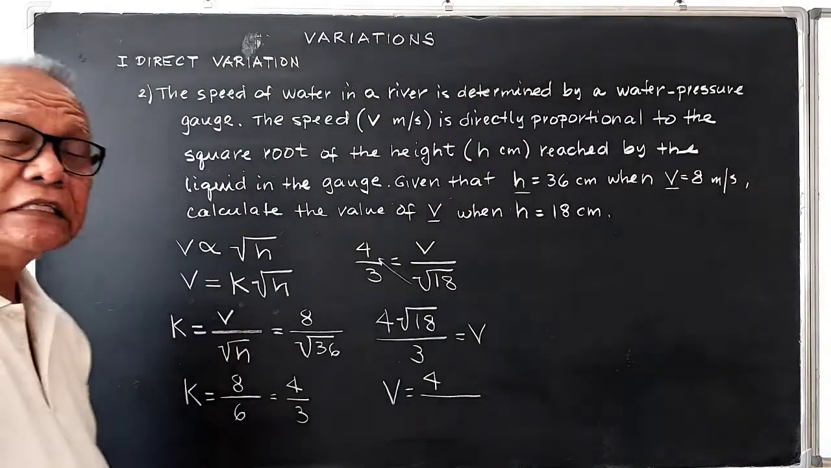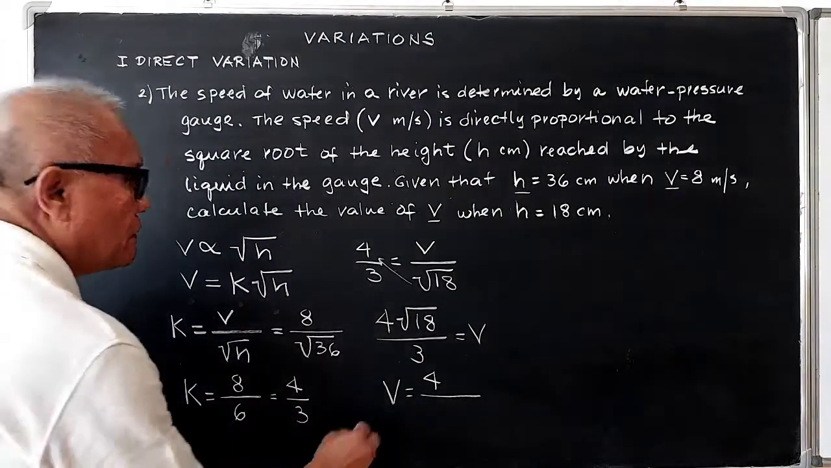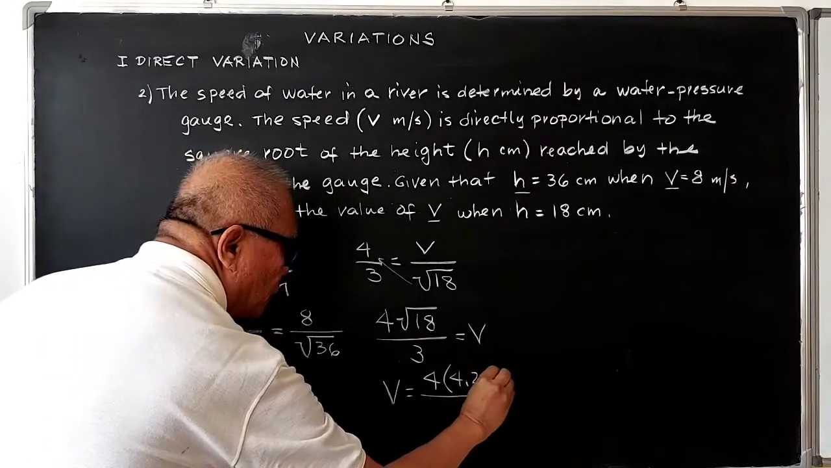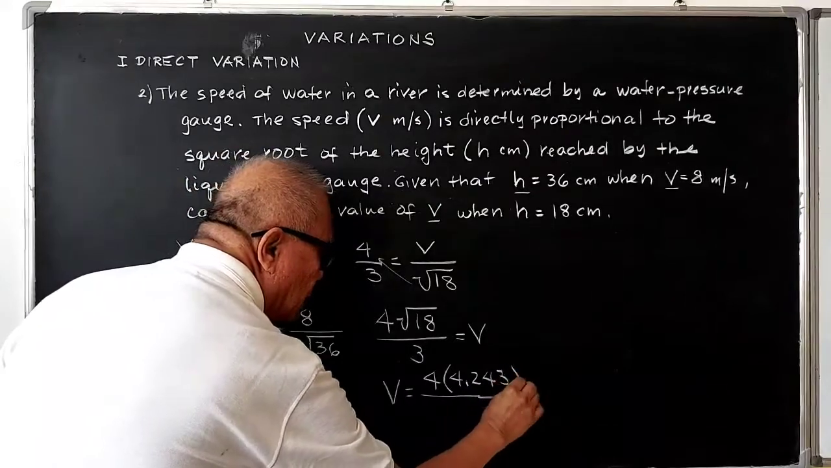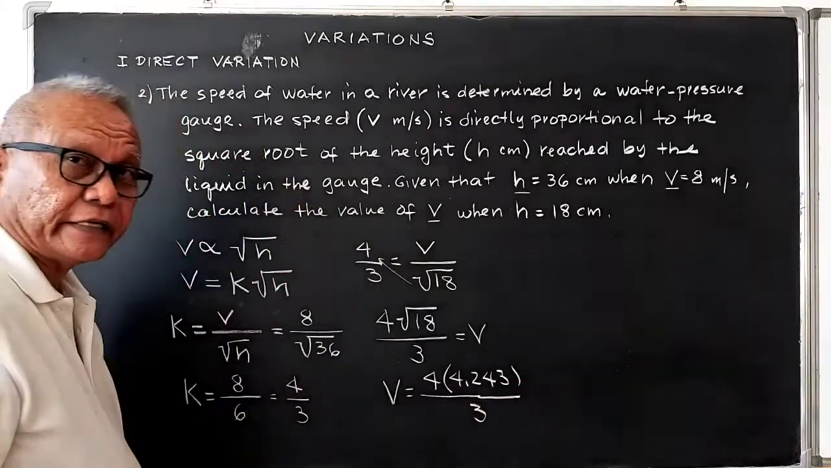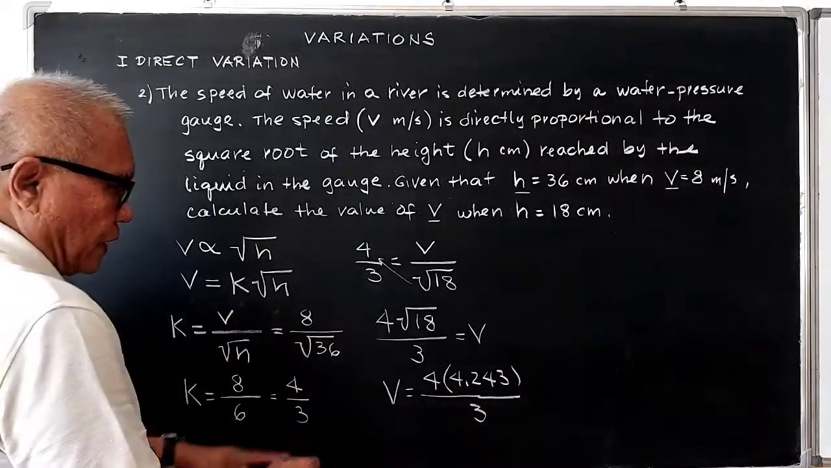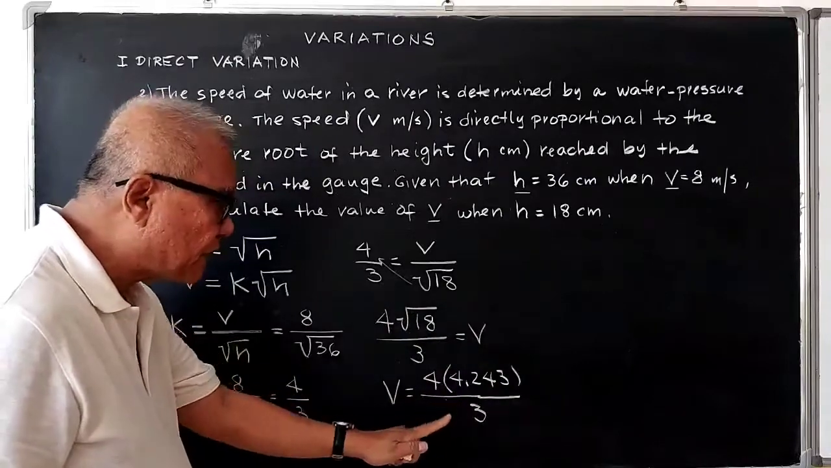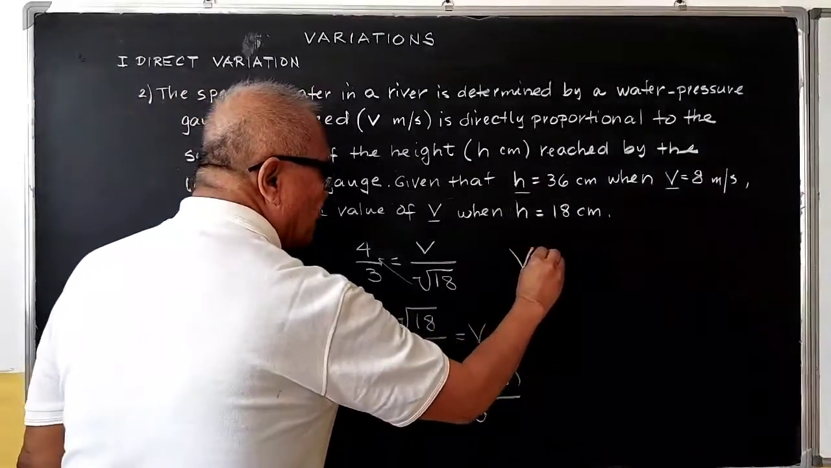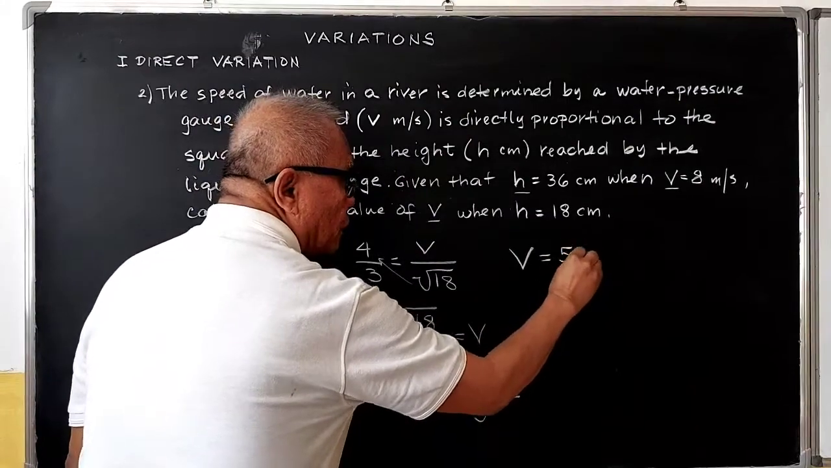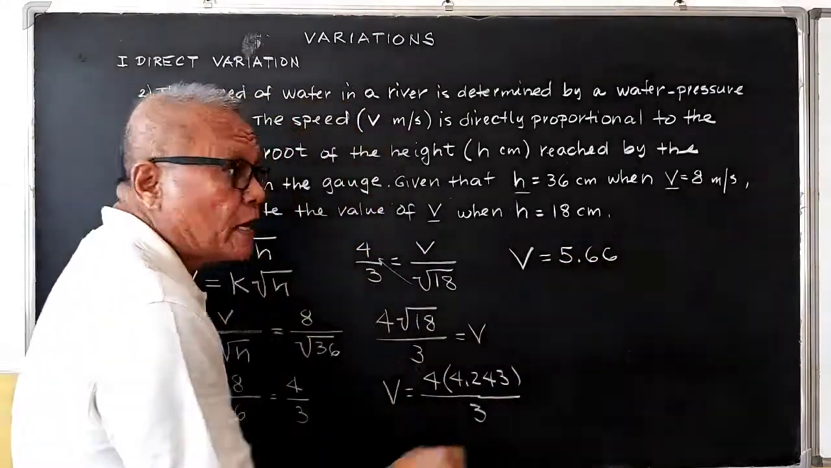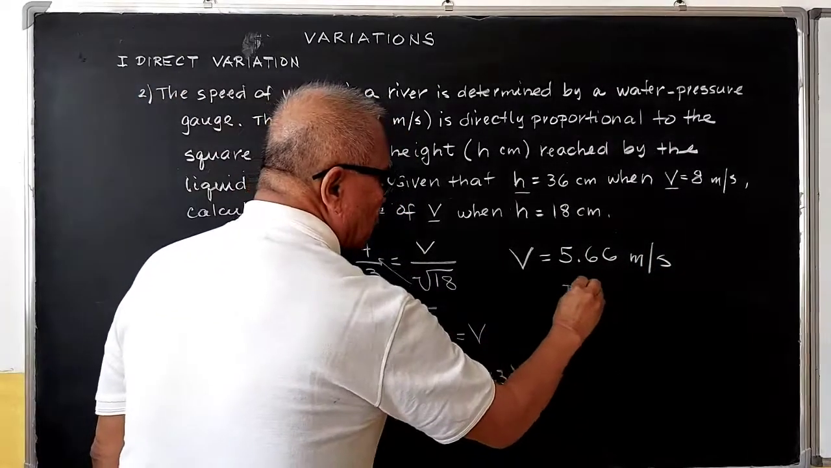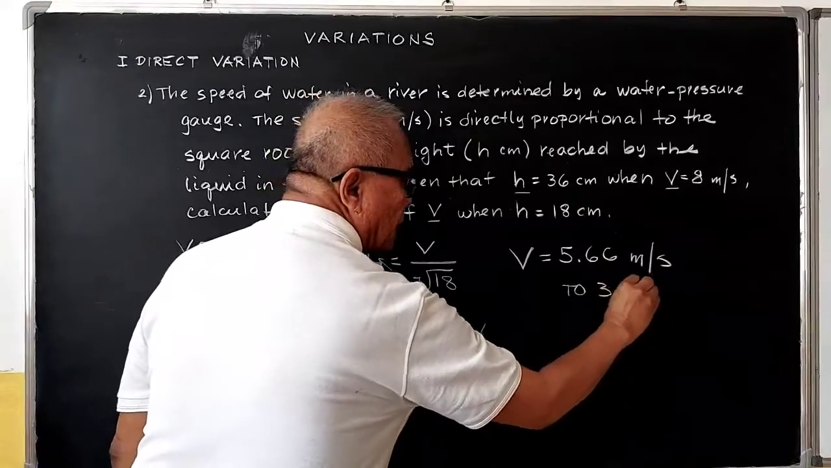And the square root of 18 class is 4.243. So we have 4 times 4.243 over 3. So just multiply 4 times 4.243 divided by 3, and our speed V is 5.66 meter per second to 3 significant figures.